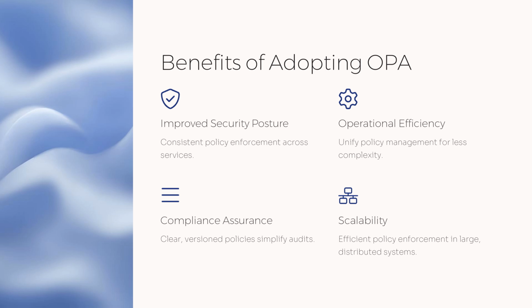Another benefit is operational efficiency. By unifying policy management, organizations can streamline processes, leading to reduced complexity in handling policies. For compliance assurance, OPA offers clear version policies that simplify the audit process, helping to meet regulatory requirements effectively. Lastly, scalability is a key advantage, as OPA enables efficient policy enforcement even in large distributed systems, making it a suitable choice for dynamic and growing environments.